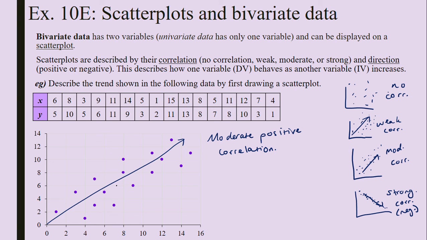Moderate to strong would be fine for this one. I personally would go with moderate, but some of you may interpret that as strong, and that's okay as well. I would not say that this was a weak correlation though. And that's all you really need to do to describe scatterplots and bivariate data. So plot the data, which will take a little bit of time, and then describe the data in terms of its strength and direction. And that's all there is to it today.